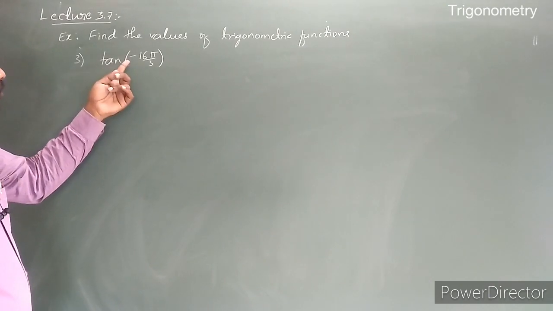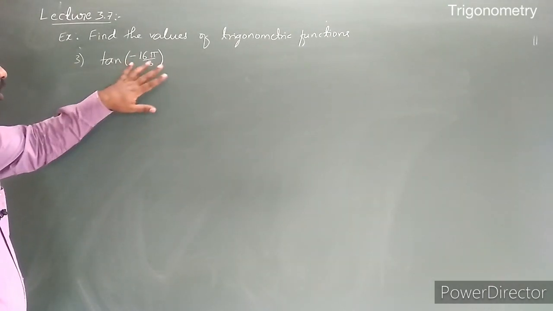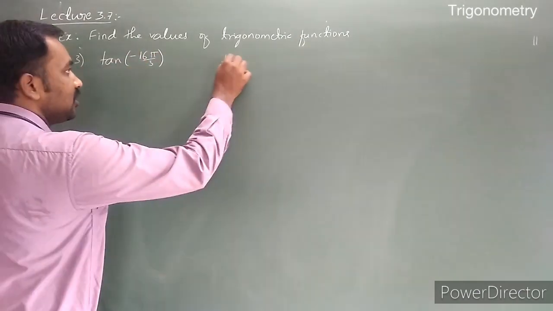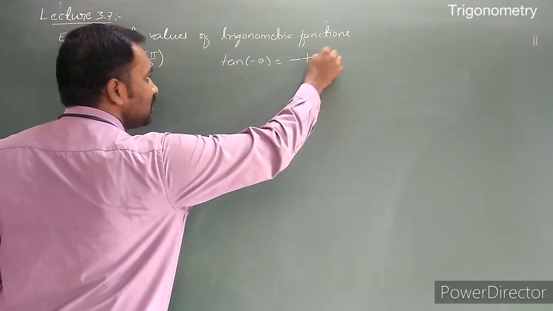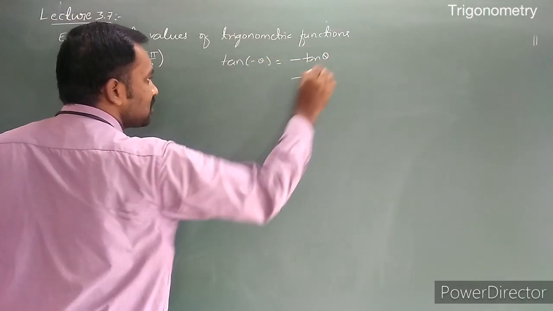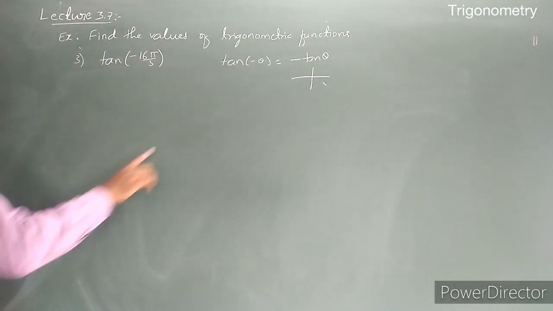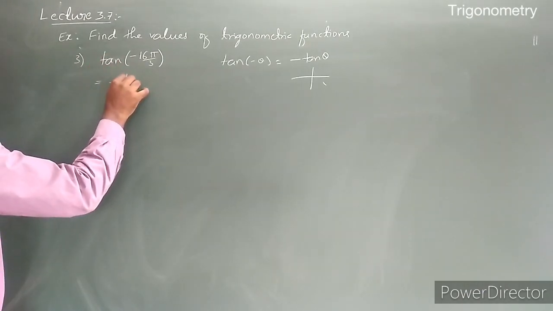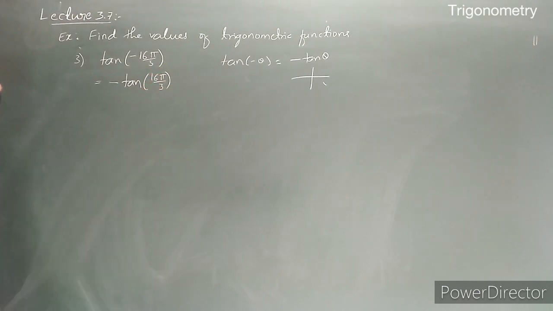Tan of minus 16 pi by 3. First of all, tan of minus theta. What is the tan of minus theta? It is minus tan of theta. Minus theta is nothing but the fourth quadrant, and tan is negative there. So tan of minus theta is minus tan theta. Now I just write this as minus tan of 16 pi divided by 3.